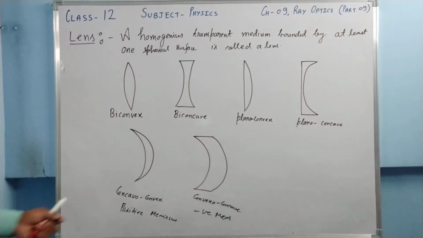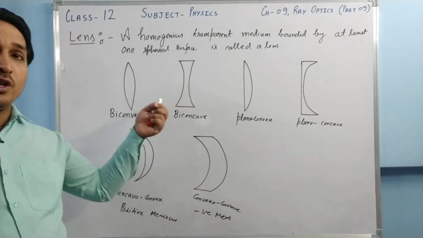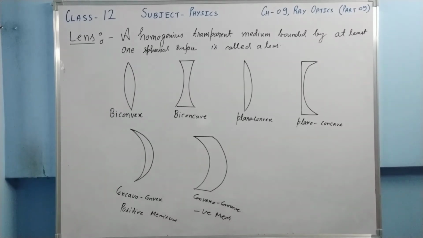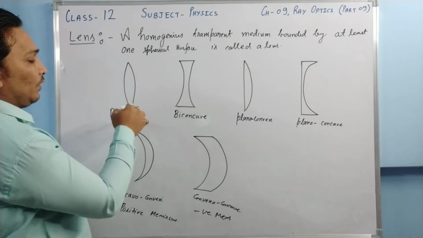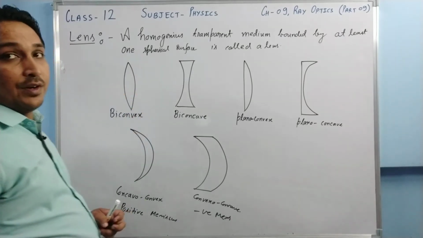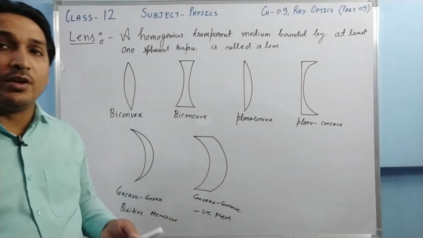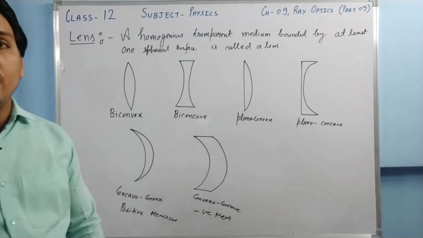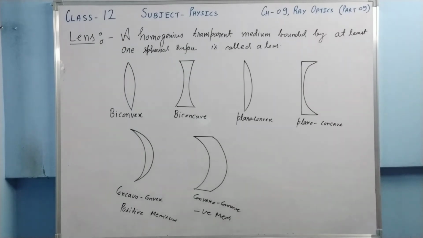And these are the types of lenses you already know. This is called biconvex, biconcave. Both the surfaces are convex, and both the surfaces can have different radii of curvature, they may have the same radii of curvature also. So if the radii of curvature are the same, it is called equiconvex lens. It is called equiconcave lens. So these are the types of lenses.